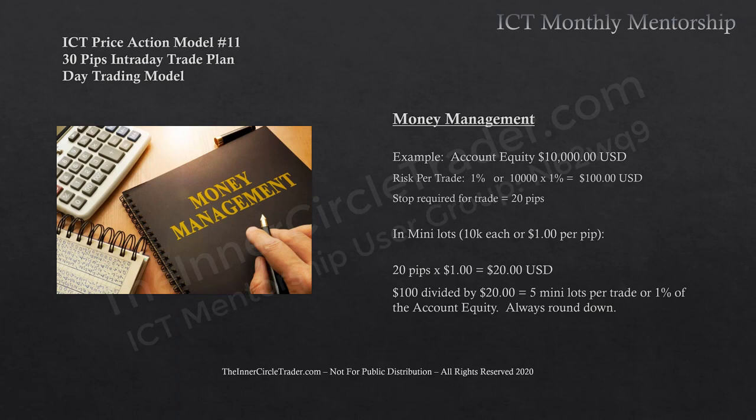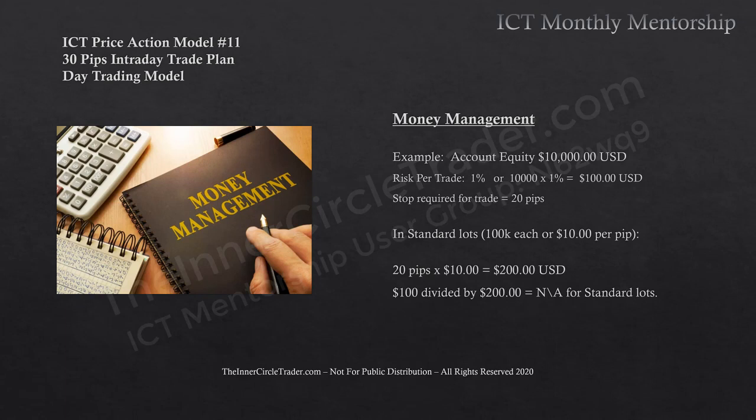In our hypothetical example here, using mini lots, everything remaining the same, 10K leverage, which would represent $1 per pip, 20 pip stop loss required at $1 per pip equates to 20 US dollars. So $100 divided by $20 equals 5 mini lots per trade, or 1% of the account equity. Again, always rounding down. And finally, for standard lots, it's not favorable and does not accommodate for that size leverage.